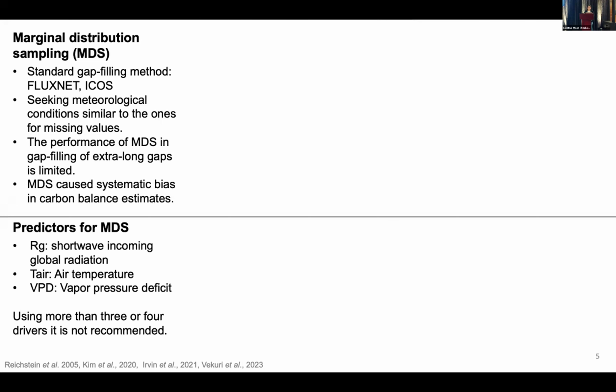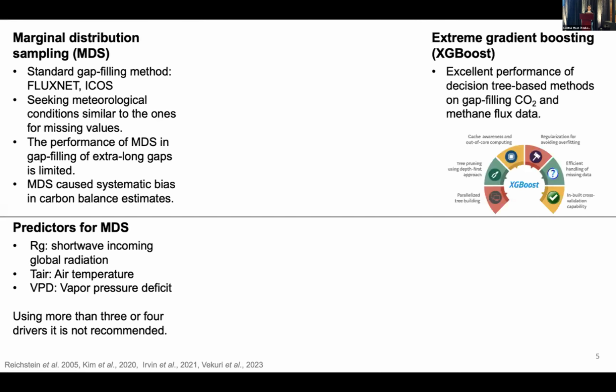And for CO2 flux, typically 3 predictors are used. They are shortwave incoming global radiation, air temperature, and VPD. However, using more than 3 or 4 drivers is not generally recommended for MDS. Considering all these limitations, we are trying to explore a new method, and the tree-based method has been reviewed with good performance for gap filling CO2 and methane data in previous studies.